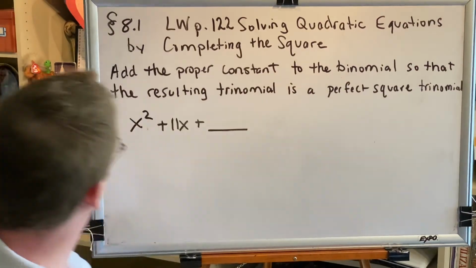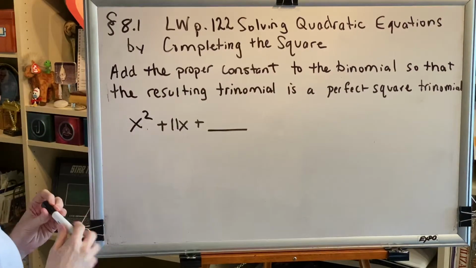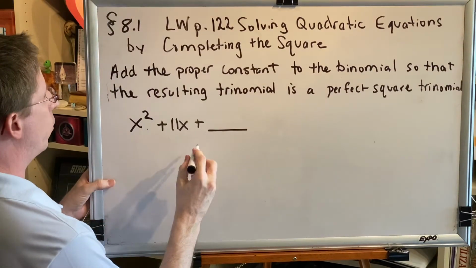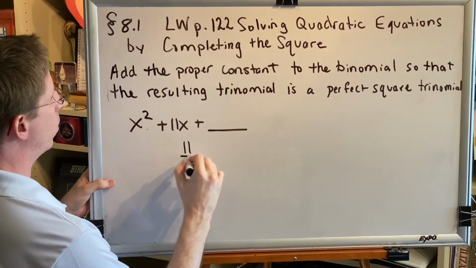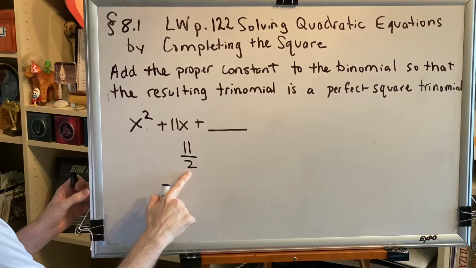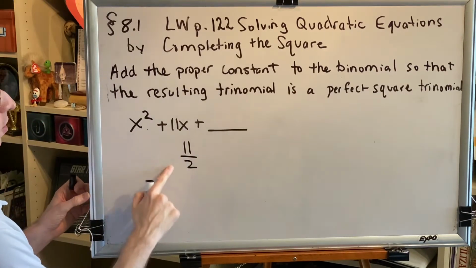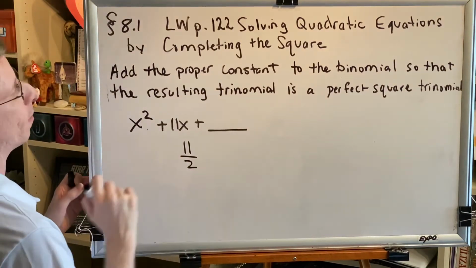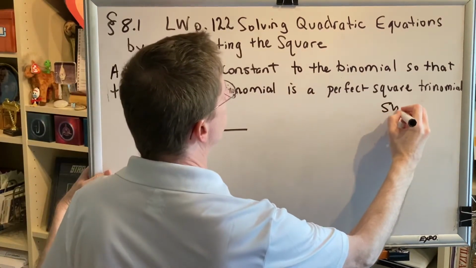Alright, next, look at your middle term coefficient and cut it in half. So we have 11. 11 cut in half would be 11 over 2. Now my advice is, whatever the number is, write it underneath. You'll see why in a moment. Next, square this number. We'll do this in our side workspace.